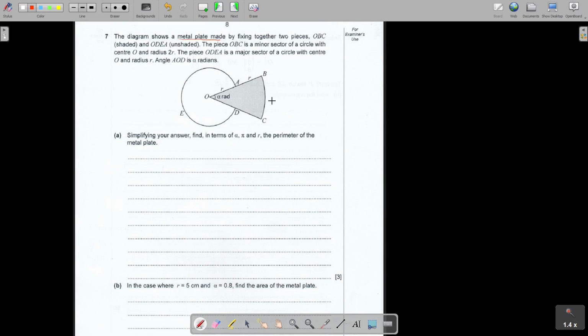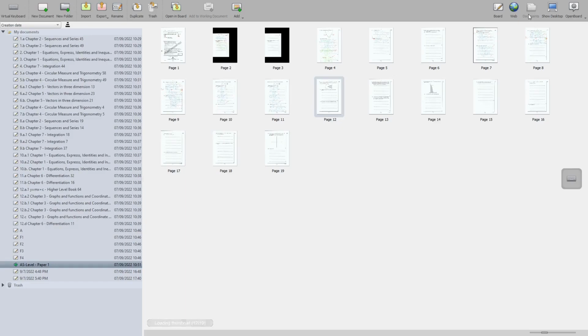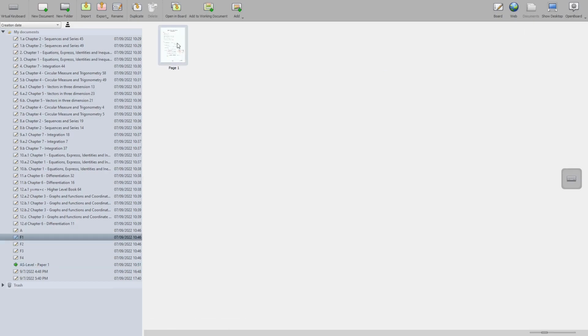Now, let's first simplify your answer. Find in terms of pi and r the perimeter of the metal plate. This is actually very straightforward, but because it's in terms of pi and r, it can be a bit more challenging. I just want to take you again to the formulas. I can take you to the textbook, but I think I'm just going to take you to the formula sheet. Let me first go to the textbook and then I'll show you on the formula sheet also.